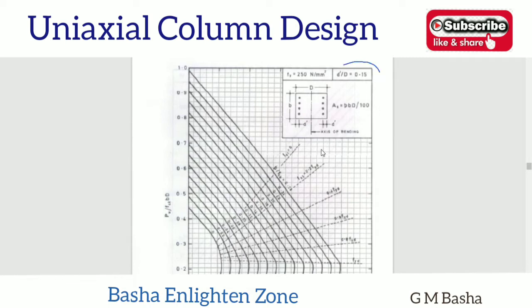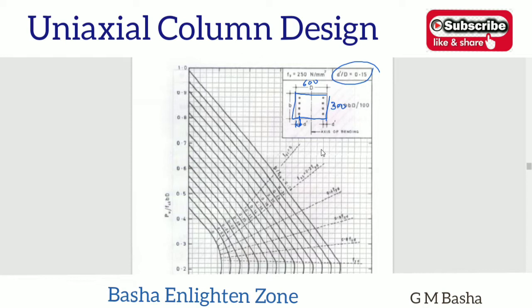If you observe very clearly, what is the difference between the previous chart and this chart? There d dash by d will be equal to 0.15. What is d dash here? If you observe clearly, D will be taken like this and b will be taken like this. So according to our column sizes, this will be 600 and this will be 300. And what about this d dash? D dash is taken from the center of the diabar to the extreme fiber.